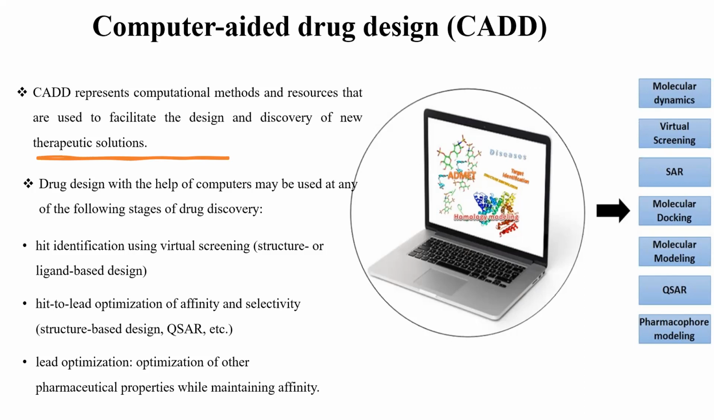Optimization for other pharmaceutical properties while maintaining affinity. We optimize the properties. If some drugs are not soluble in water and not soluble in lipid, it will be difficult for them to exert their therapeutic effect in a patient. So we do optimization by adding some functional groups with the help of computers, so that we'll be able to get a compound that will be soluble and able to do exactly what you want it to do.